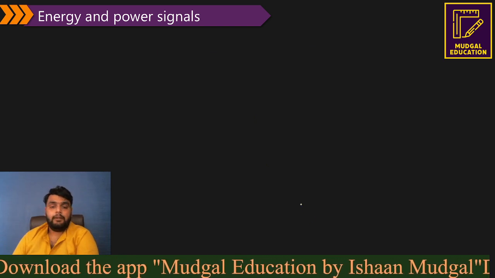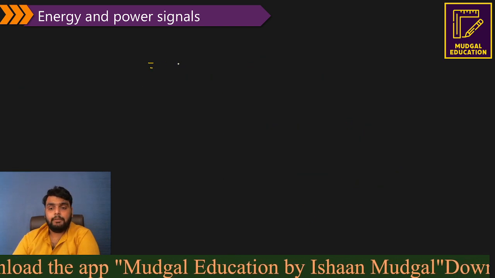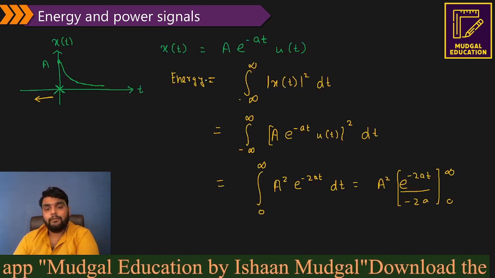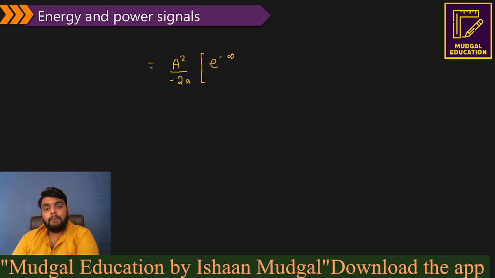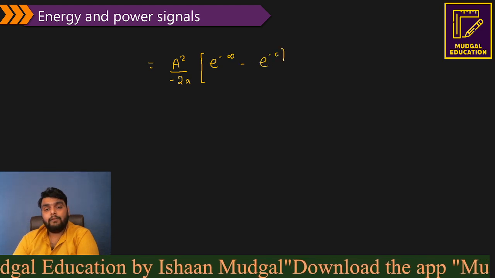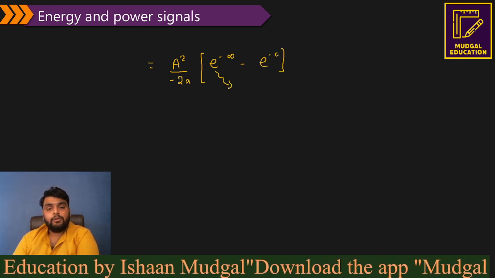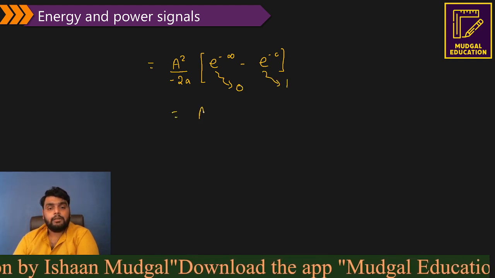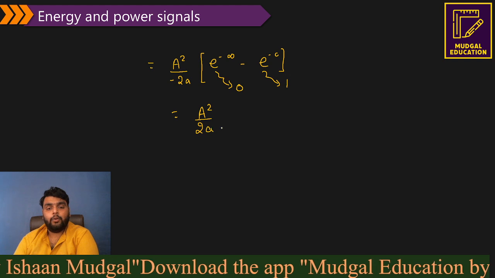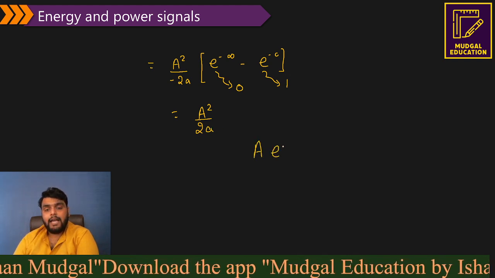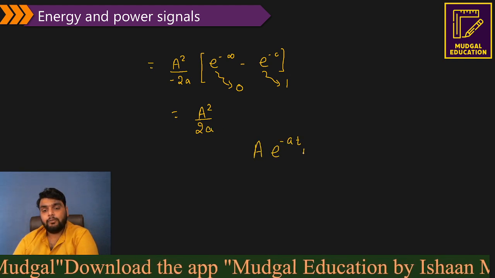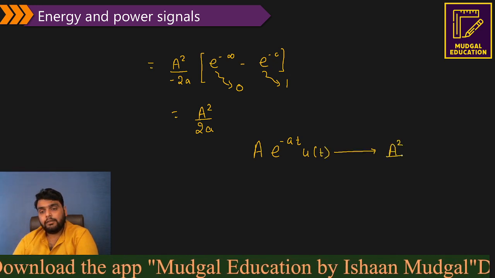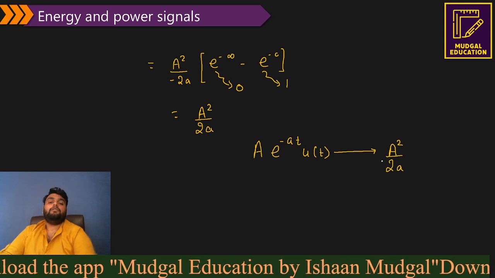So if I put a limit here, it becomes a square divided by minus 2a, it will be e raised to power minus infinity minus e raised to power minus 0. Now everybody knows e raised to power minus infinity is 0, and e raised to power 0 is 1, so it comes out to be a square by 2a. So I will say the energy of an exponential signal e raised to power minus at ut is equal to a square by 2a. This is the formula of energy.